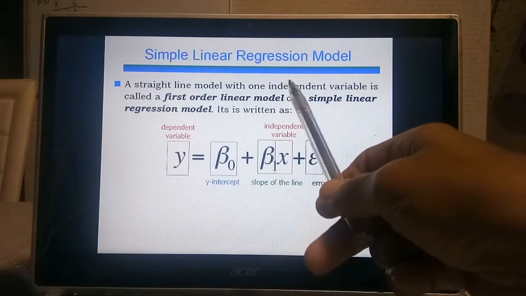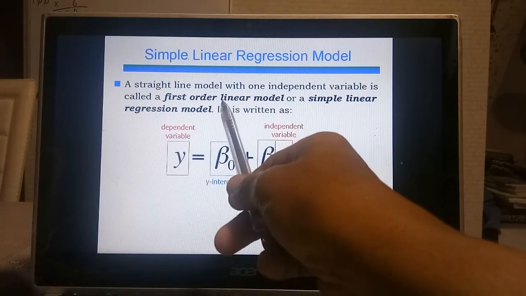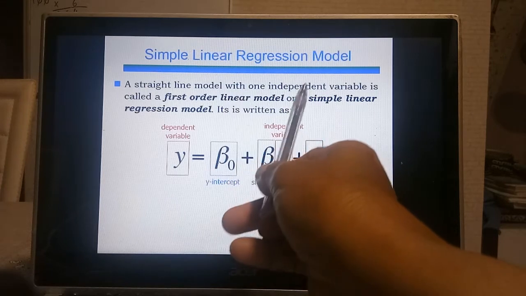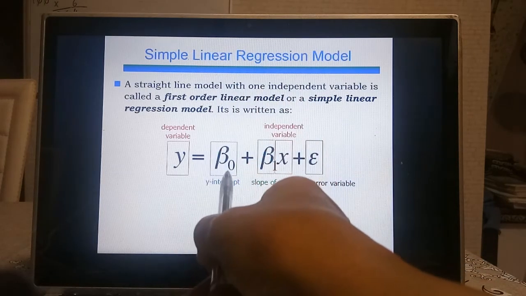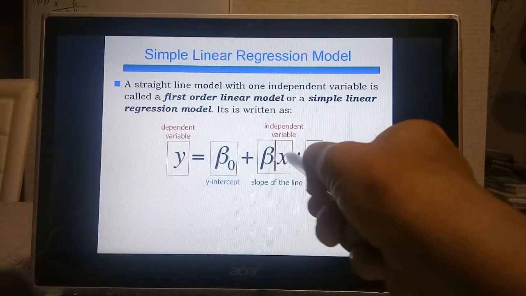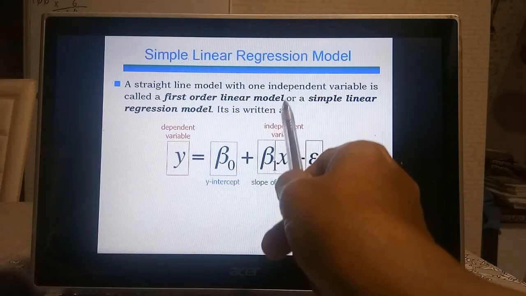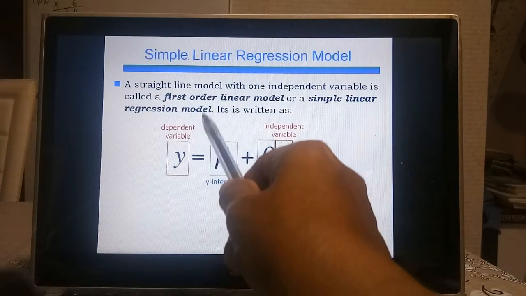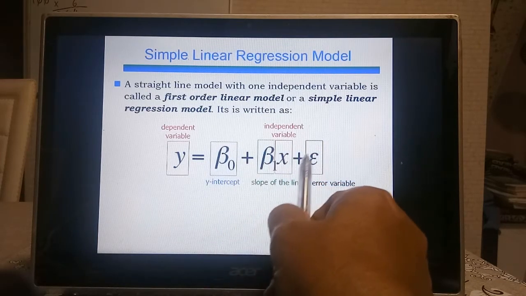For a simple linear regression model, we call this as a straight line with only one independent variable. Macam y equal to mx plus c ataupun y equal to b0 plus b1x. Only one independent variable here. We call this as first order linear model or a simple linear regression model. Y equal to b0 plus b1x plus error.